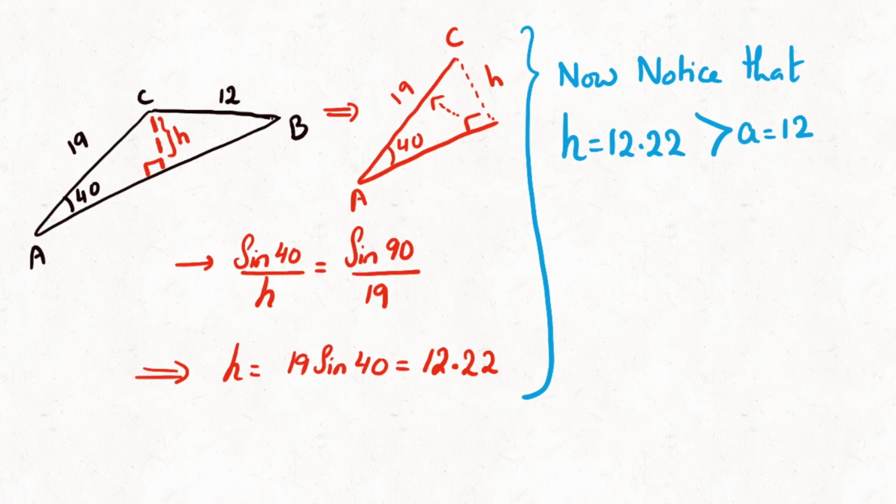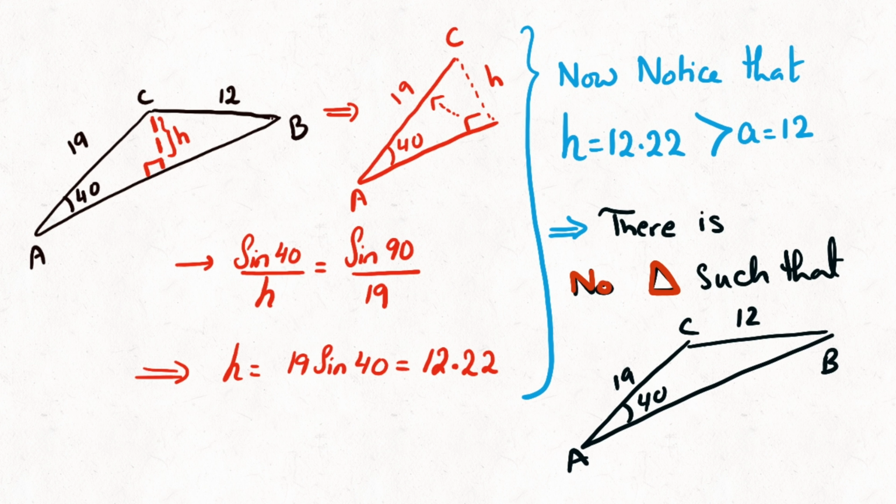You need to notice that h in this case, 12.22, is actually greater than the length of CB, the side a, which is 12. And it means there is no way to create a triangle in this way. That triangle doesn't exist.